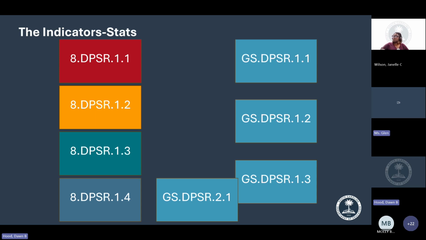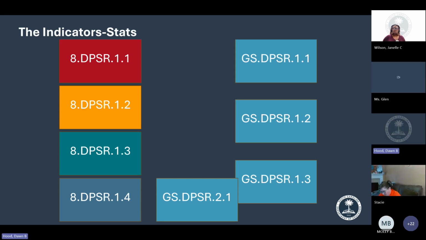Now for 8 DPSR 1.2, 1.3, 1.4, they don't quite fit anything here, a little bit with 1.3. And then we could probably sneak in DPSR 2.1 from geometry, which is, second, distinguish between correlation and causation. And that kind of goes with our 1.2, 1.3, 1.4 from 8th grade. So these 5 can kind of loosely go together.